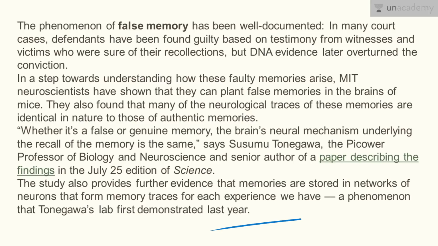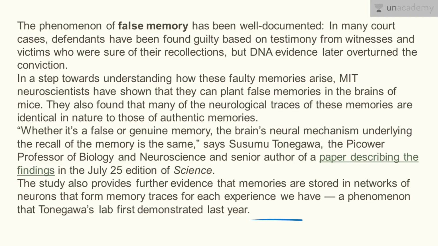The phenomenon of false memory has been well documented. In many court cases, defendants have been found guilty based on testimony from witnesses and victims who were sure of their recollections, but DNA evidence later overturned the conviction. In a step towards understanding how these faulty memories arise, MIT neuroscientists have shown that they can plant false memories in the brains of mice.